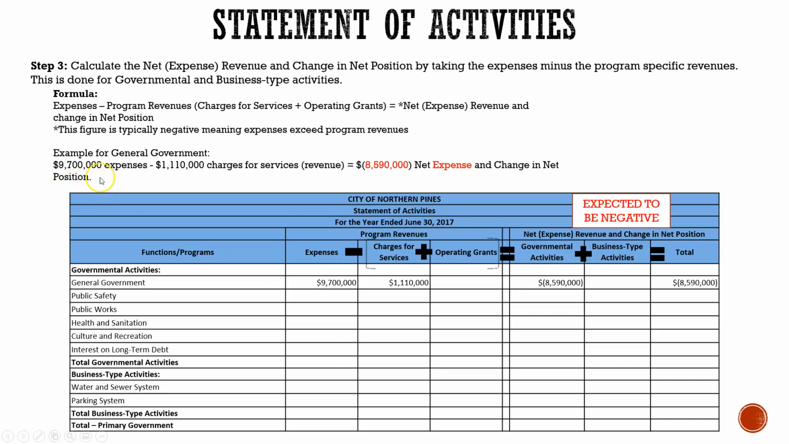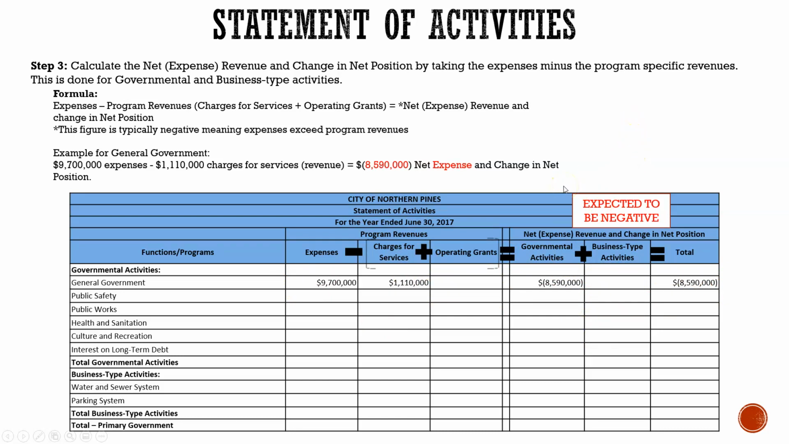Okay, so for example, here we go. Again, your 9.7 million minus your 1.11 million is going to give you a negative $8.59 million in net expenses. Okay, so it's backwards from what we typically think. Typically, we would think our charges and services over here and then our expenses over here. But in this case, we've got them flipped around because we are expecting these to be negative.